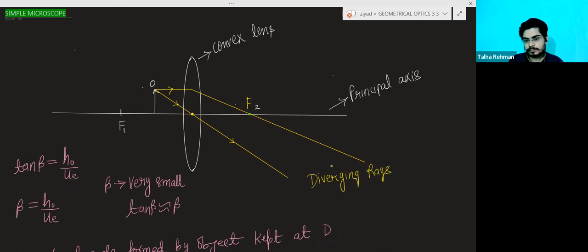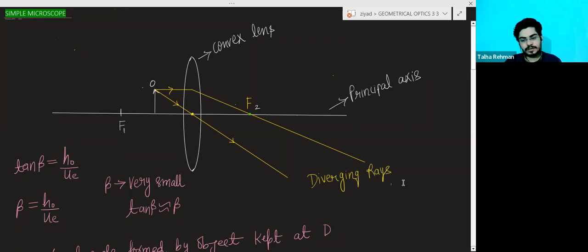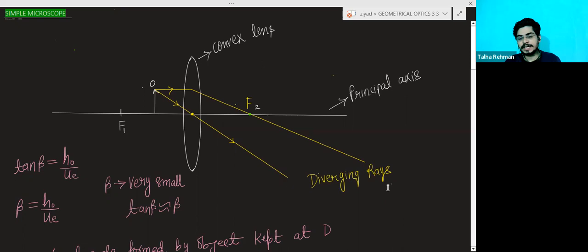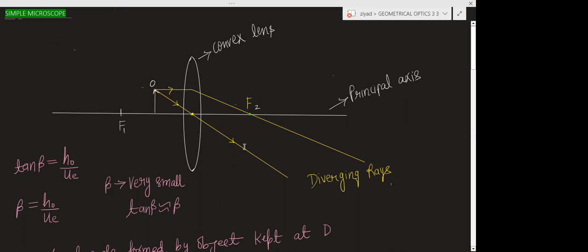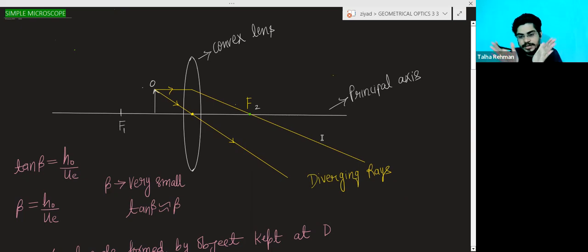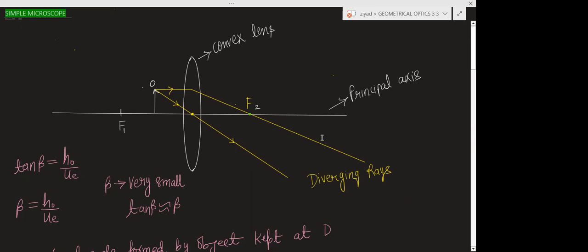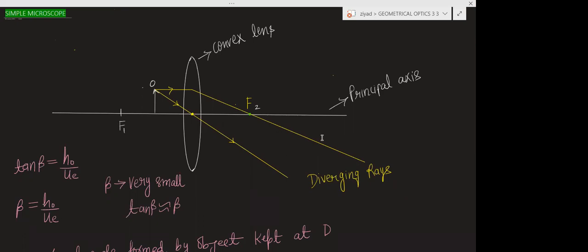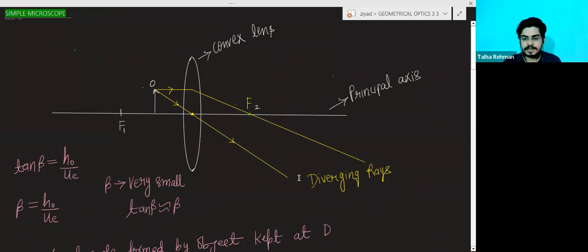Will diverging rays meet? No. They will never meet in reality. You can see this ray is going in this direction, and these rays are going like this. They would meet if these rays went like this, but these rays go like this, which means they will never meet. So in reality, these rays will never meet.